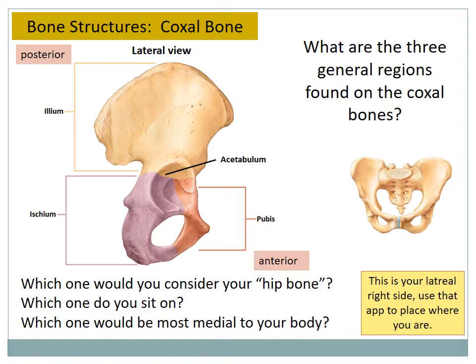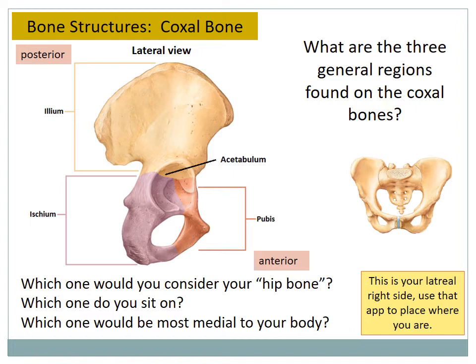Which one would you consider your hip bone? That's going to be your ilium. So your ilium is your hip bone. That's like what you can feel when you put your hands on your hips. That would be your ilium. Which one do you sit on? Yeah, that's going to be your ischium. So your ischium is the one that you sit on. And which one is most medial to your body? That's going to be your pubis.